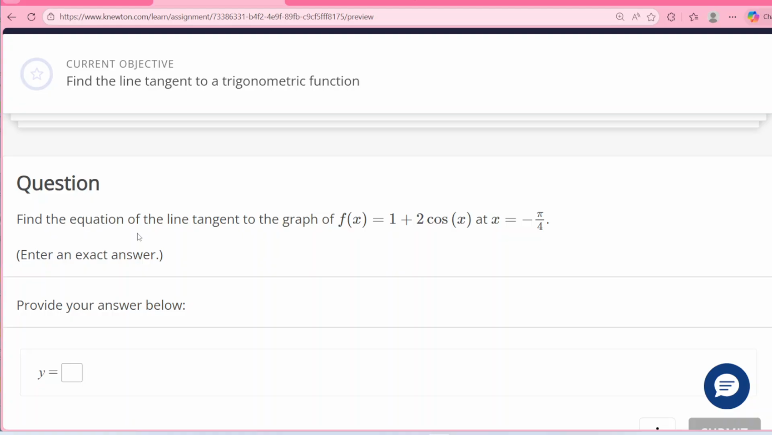So find the equation of the line tangent to the graph of this function involving cosine, at the point where x equals -pi/4. And we're asked to enter an exact answer. That means don't round to so many decimal places, don't punch things into a calculator and round. Just enter things as they are exactly. All right, so remember, you need two things to write the equation of a line.